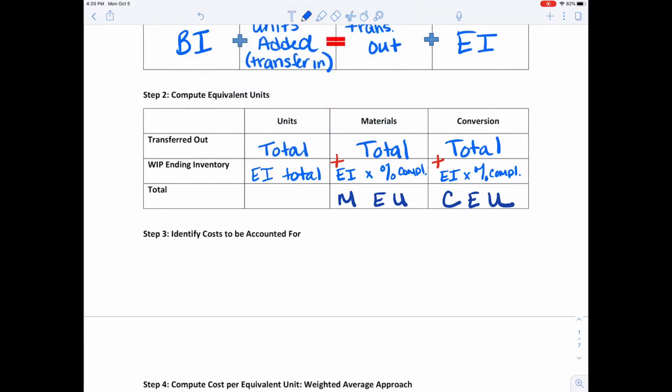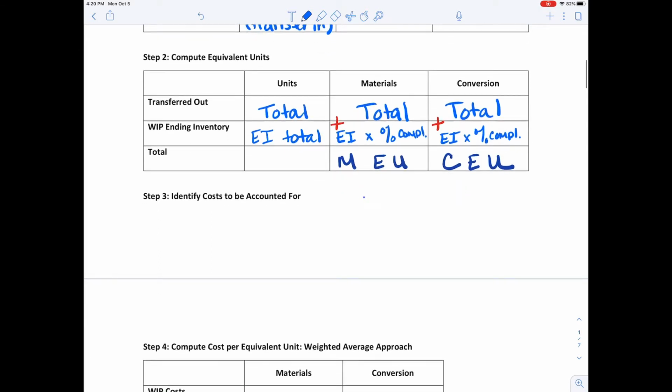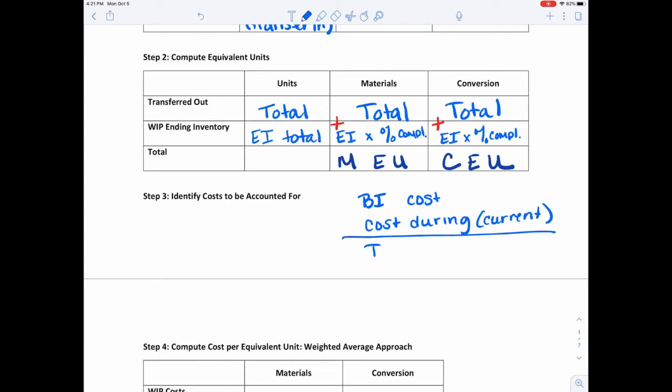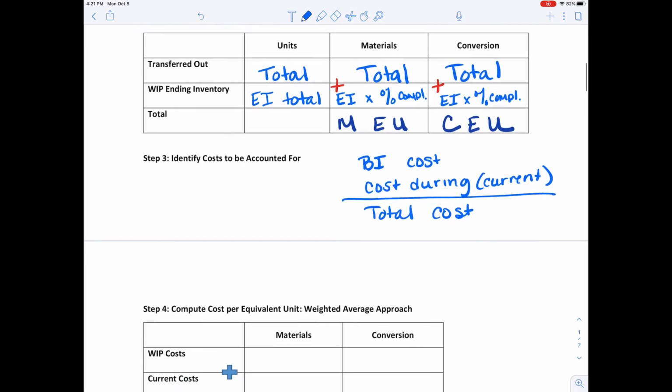And we'll come back to these numbers because we're going to use them in some of the other steps. We want to make sure we account for all of our costs in step 3. You're going to include your beginning inventory costs, then any costs added during that current period. So these are your current costs. And this will give you your total cost.